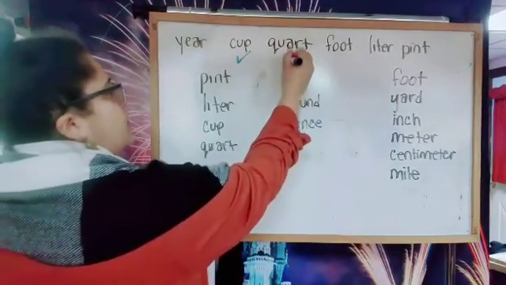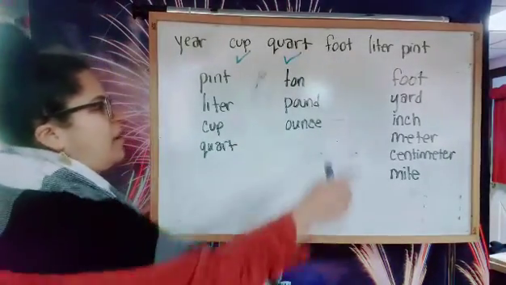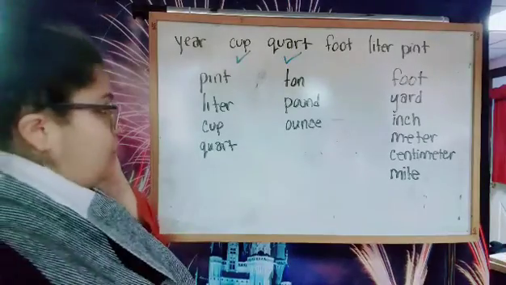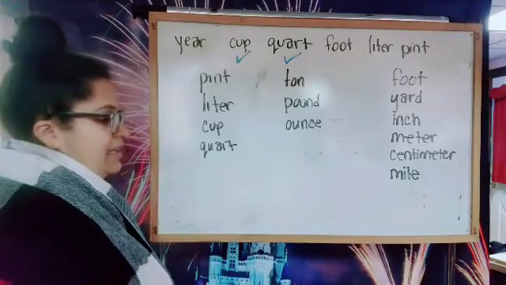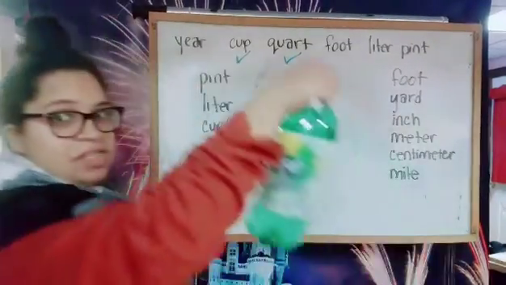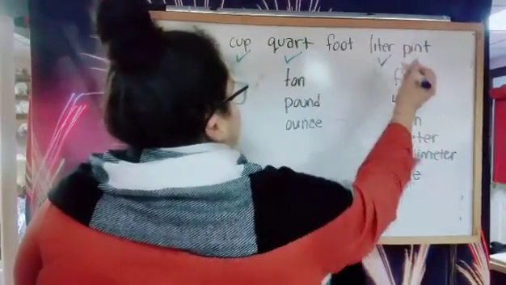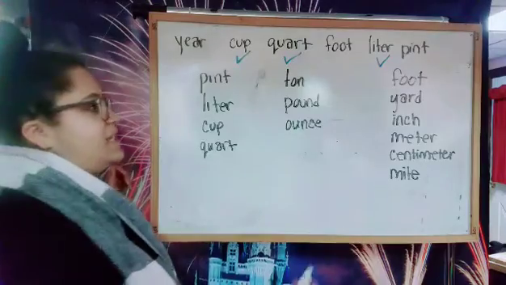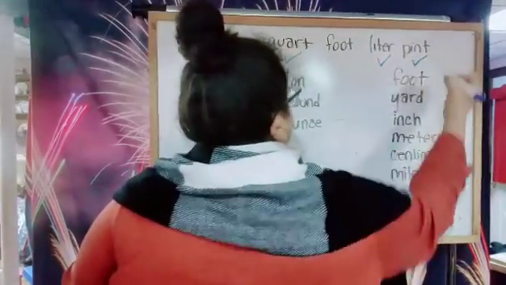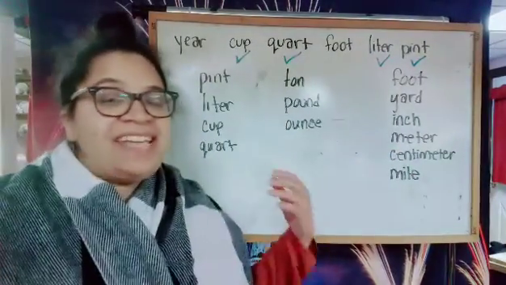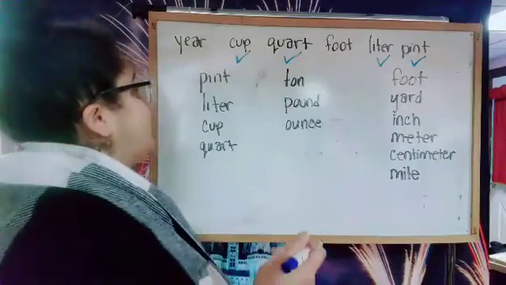Quart. Quart is also a capacity measure. What about foot? Nope, foot's a measurement of length. Liter. Think my bottle of soda, my 2-liter bottle of soda. Yep, liter is a capacity. And a pint. A pint is a capacity measure as well. Again, capacity is the amount a container can hold, scholars.